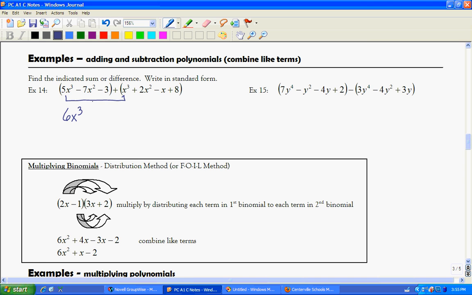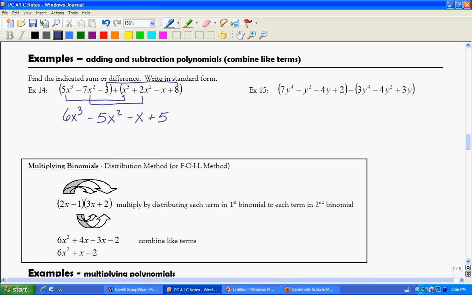6x cubed. And then we have our squared terms, negative 7x squared plus 2x squared, which gives us a negative 5x squared. Our next term would be a negative x. There are no other like terms. And finally, we have a negative 3 and a plus 8. Those are like, so we end up with a plus 5.